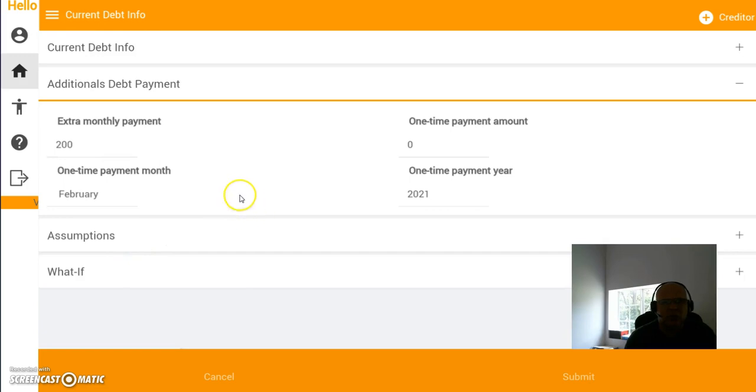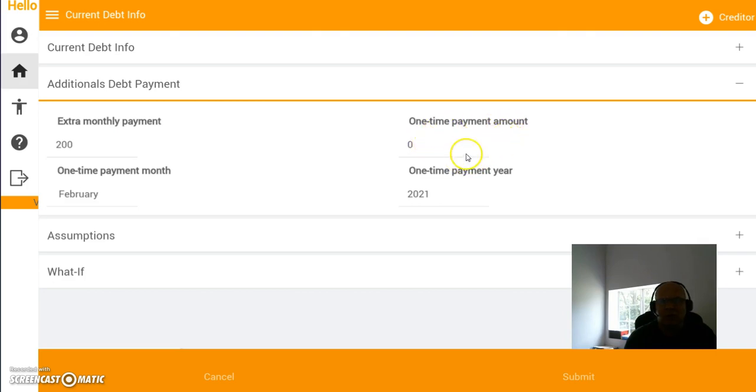So your additional monthly payments, and then you have a one-time payment amount that has a month and a year with it. Let's talk about the additional monthly payment first. This can be as little as $1. It can be whatever amount you can afford to put towards paying off or expediting the payoff of your debt. We've used $200 here for an example today. Again, you can enter whatever amount you feel comfortable with.